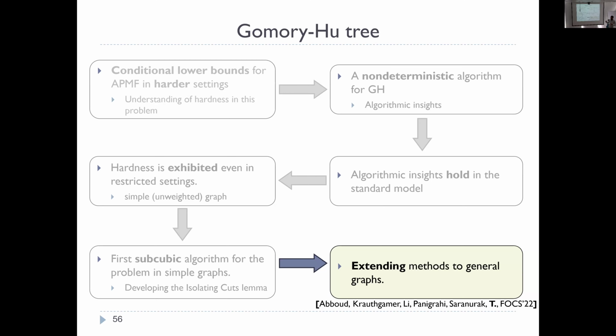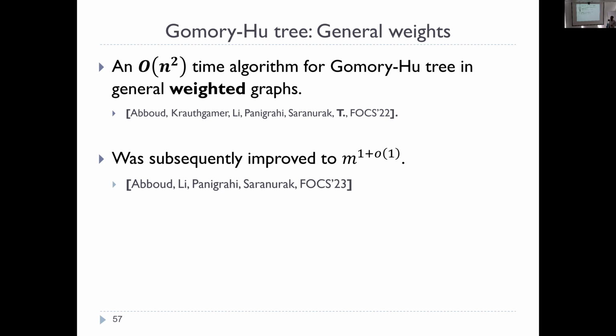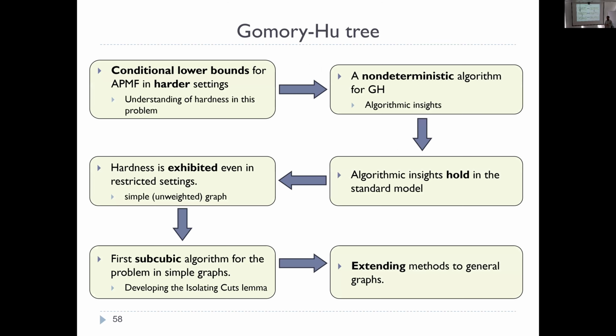Okay, and then in the final step here, together with the other group, we extended the method to general graphs, showing that Gomory-Hu tree, at least for dense graphs in the first result, can actually be solved in the time of a single pair max flow, just n squared time. Okay, this was subsequently improved to just near linear time, so an extended result for sparse graphs.